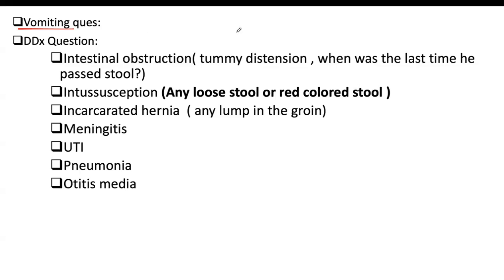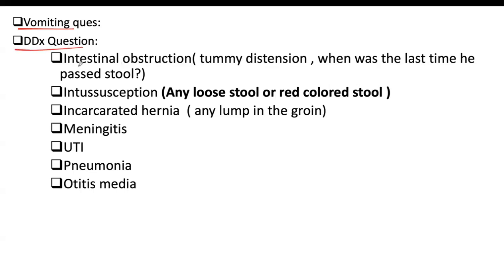After that, you go to the vomiting question. Do you know what will be the color of the vomiting in this case? Is it green or white? What do you think? Yeah, so it will be bilious vomiting, which is greenish vomiting. That's right. Very good.